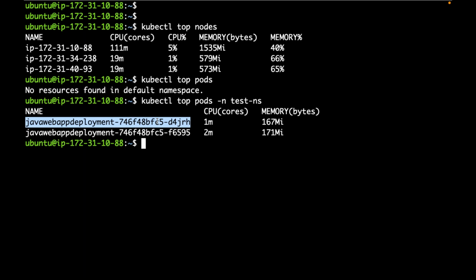Now, since I have a metric server, can I have HPA for any deployment, any replica set or any replication controller? Can I create an HPA so that based on the load, it can increase and decrease the number of replicas?